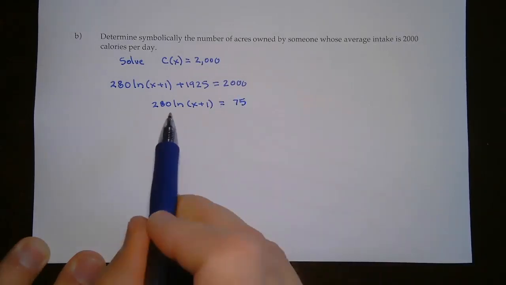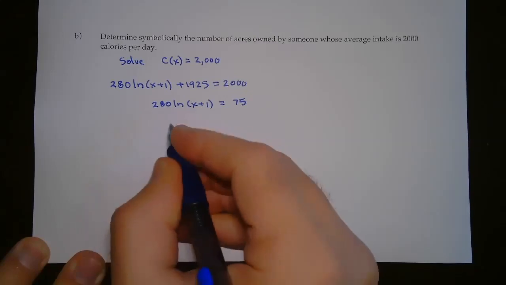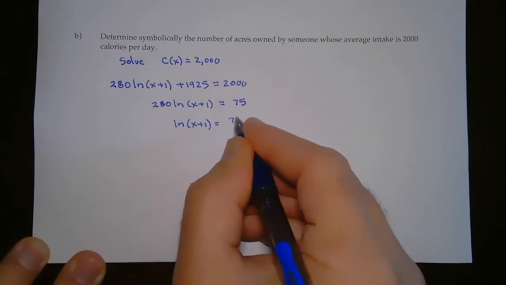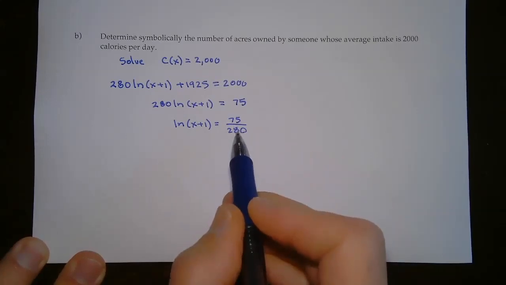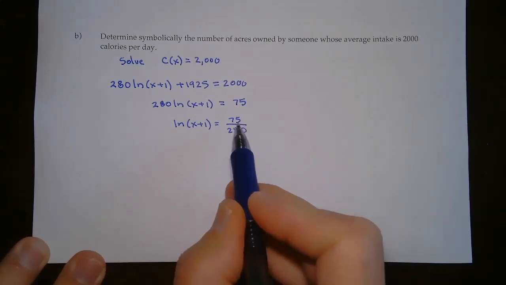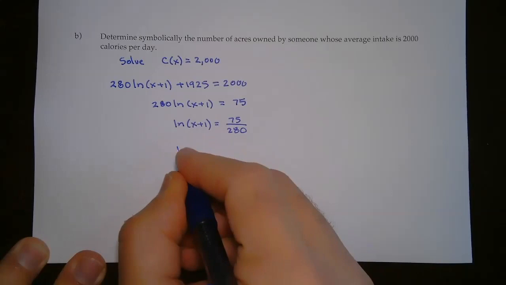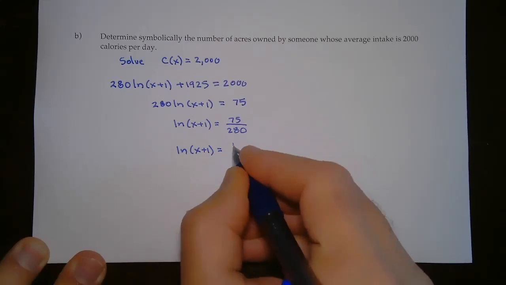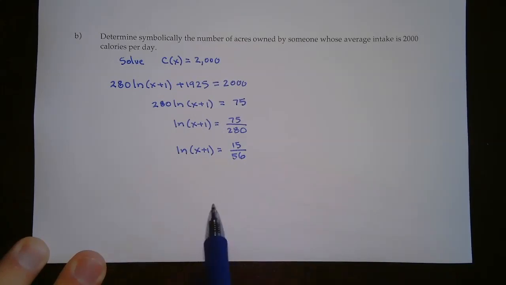Okay. All right. So now I need to get to the natural log part, right? So I need to divide both sides because I'm multiplying by 280. So this becomes the natural log of x plus 1 is equal to 75 divided by 280. Now, 75 divided by 280 actually reduces, right? Because they're both divisible by 5. Okay. All right. So this becomes the natural log of x plus 1 is equal to, and this reduces to 15 over 56, okay? And you can use a calculator to reduce this, all right? I just divided both of those by 5, okay?